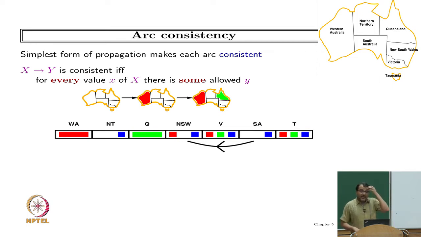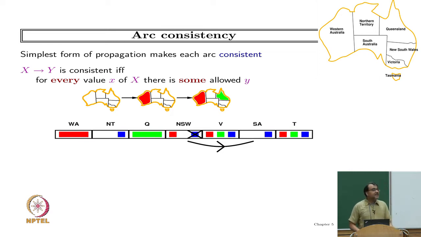Let us take an example. Let us say we are at a point where Western Australia is red, Queensland is green, and we want to somehow propagate this to say that, look, this is not going to lead to a solution. Let us try to just enforce some arcs. So, let us enforce South Australia to New South Wales arc. For every value of South Australia, do we have a value for New South Wales? Yes or no? Yes, please answer, because then I would know you are getting it. So, for every value of South Australia, do we have a value for New South Wales? Yes. Can we remove any value of South Australia? No. Okay, fine. This is consistent.